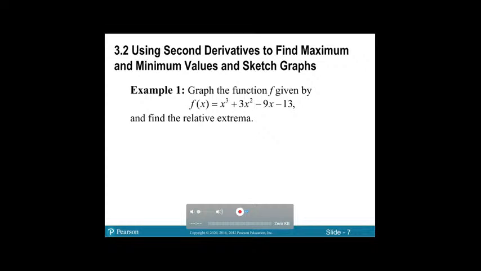If we take the derivative, that's going to give us 3x squared plus 6x minus 9. Okay, let's find our extrema. This is a polynomial function, so the derivative is not going to be undefined, but we can set it to 0 and solve.